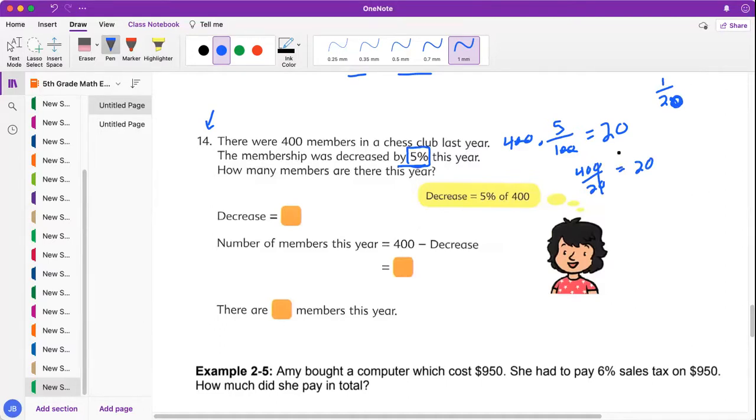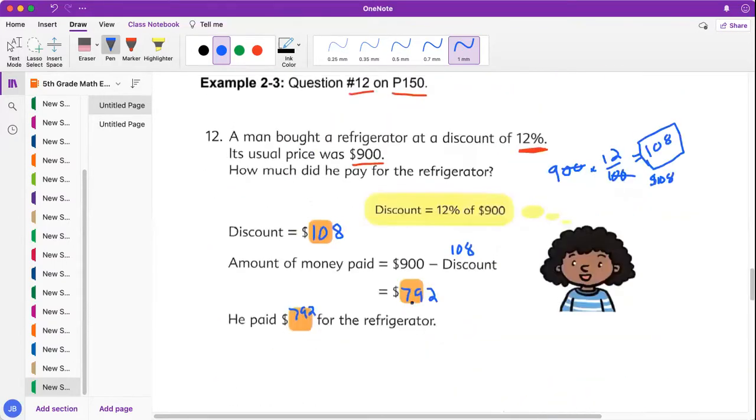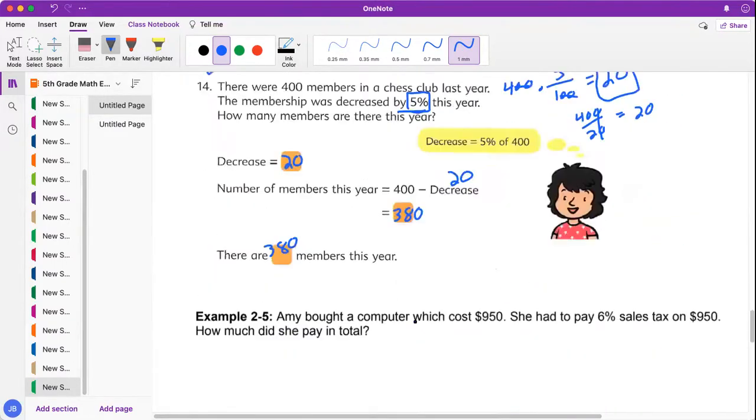Okay, perfect. And so our 5% of 400 is 20. And so that decrease should be 20 members. So 400 minus our 20-person decrease will give us about 380. Does that make sense? Any questions on that? Any comments or concerns? All right, just wanted to make sure.